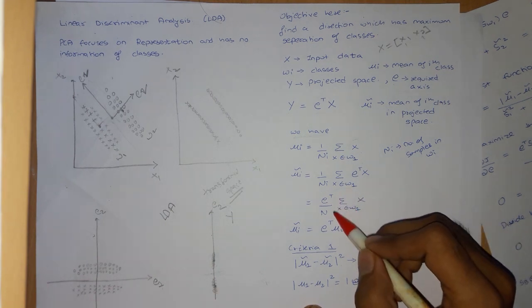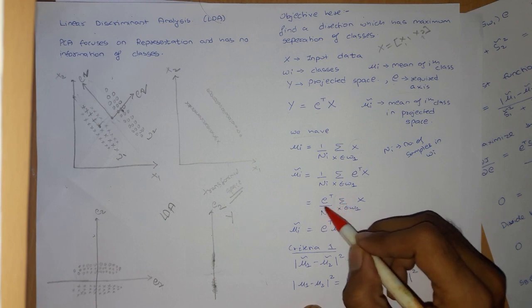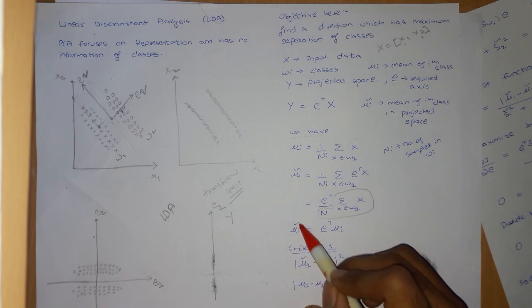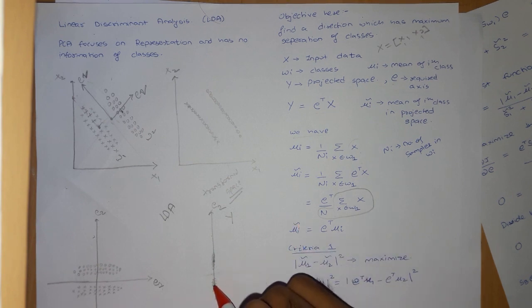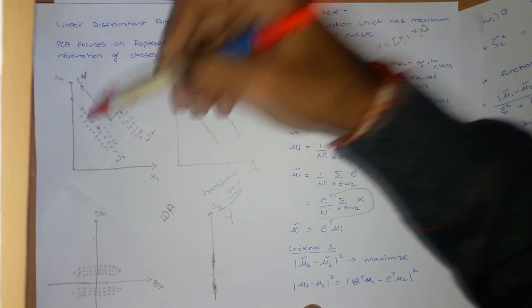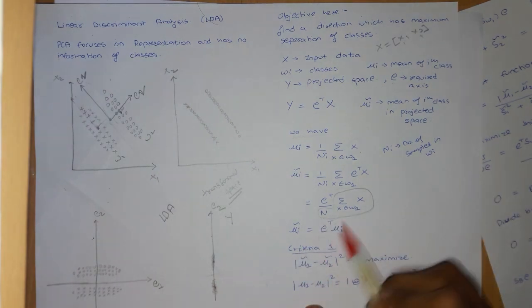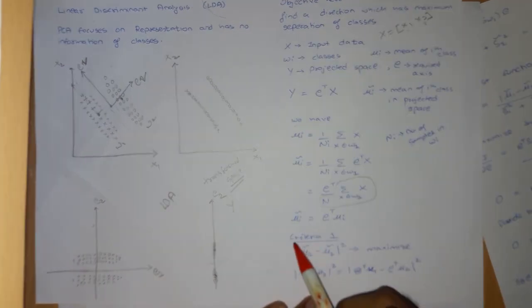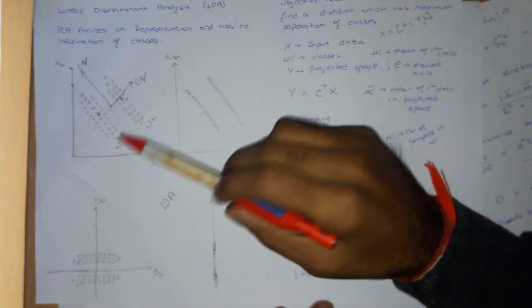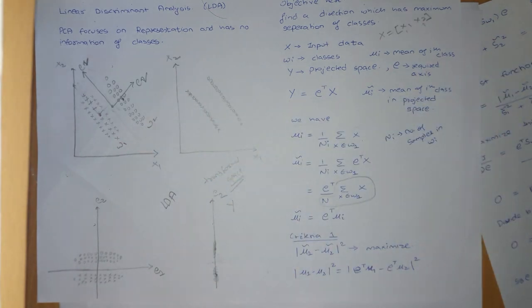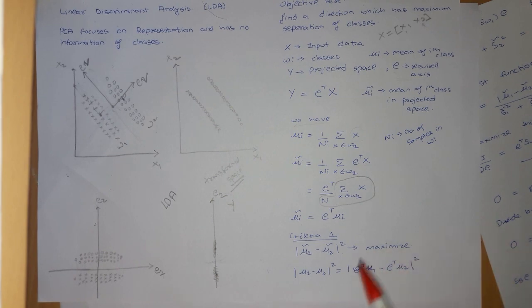Now this full thing can be written as mu I. So mu I tilde, the mean in the transformed space, is nothing but you transform the mean. Take this mean and multiply it with E transpose, and you get your desired mean. So now there is this first criteria. Also please understand that here I am using only two classes. We are using LDA for only two classes. We will generalize it for multiple classes in the next video.